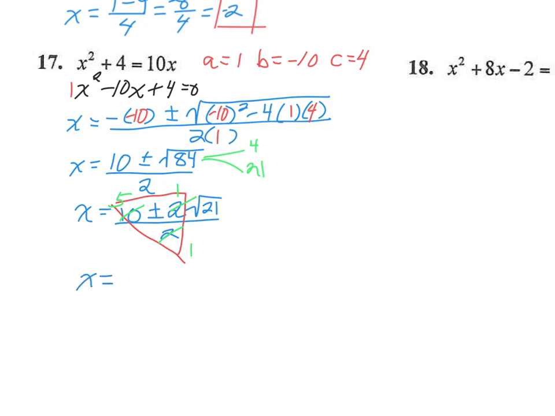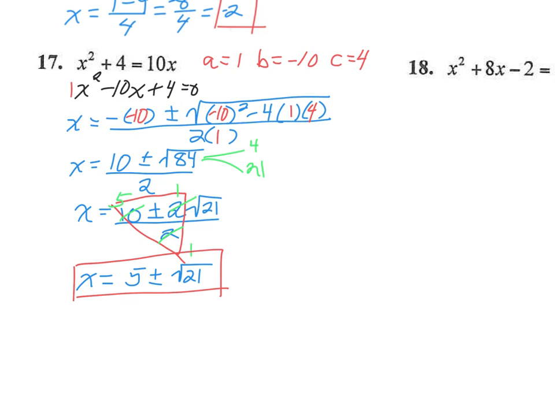So your actual final answer is x equals 5 plus or minus, we now have a 1 in front, so you don't have to write it, square root of 21, and it's all over 1, which we don't write. So this ends up being our final answer. You can separate these out if you want to, 5 plus the square root of 21 or 5 minus the square root of 21. It's your choice.